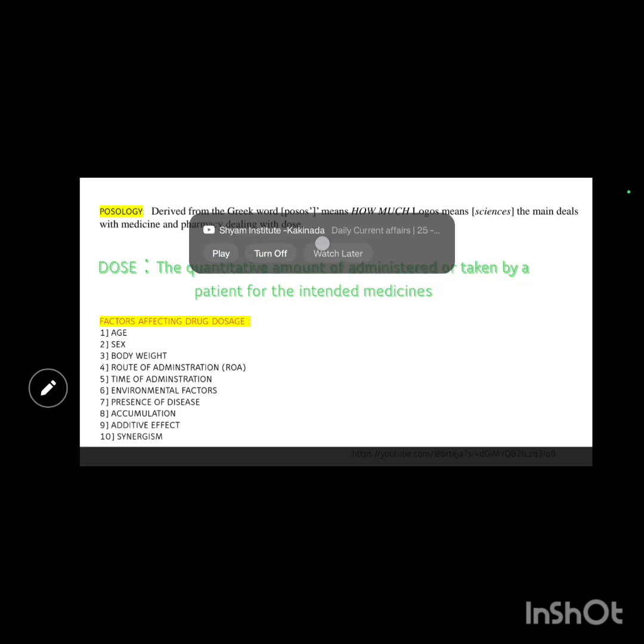Okay, next one: factors affecting drug dosage. All these factors relate to posology. I will explain them briefly one by one. First one, age. The pharmacokinetics of many drugs changes with age. What is pharmacokinetics? You deal with it in Pharmacology 1: pharmacokinetics and pharmacodynamics. Pharmacokinetics involves ADME: absorption, distribution, metabolism and excretion.